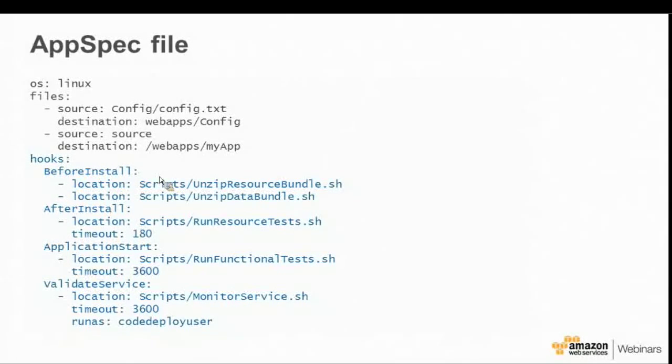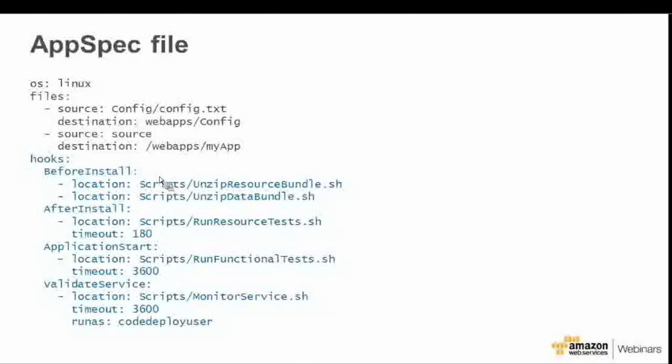So here we have just a few of the lifecycle events. So before install, that's before we start copying things around. After we copy things around is the after install event. The application start event is where you might actually set up your application. So before install might be cleaning up the old application. After install might be setting up all of your dependencies. Application start would then be starting up your web server or your service framework or workers or whatever it is that you're running on your EC2 instances. And then finally, validate service could be any of the verification you want to do to make sure that your code is working as expected.